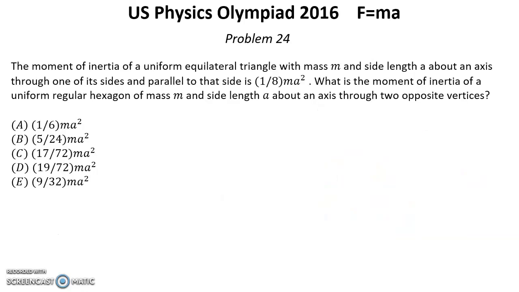Problem number 24. The moment of inertia of a uniform equilateral triangle with mass M and side length A about an axis through one of its sides and parallel to that side is 1/8 MA squared. What is the moment of inertia of a uniform regular hexagon of mass M and side length A about an axis through two opposite vertices?